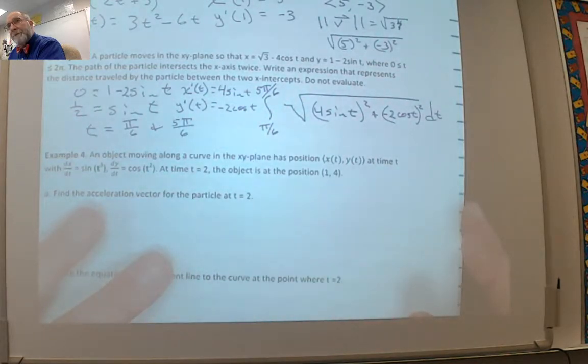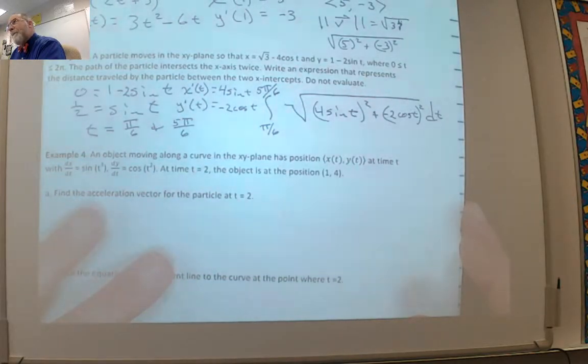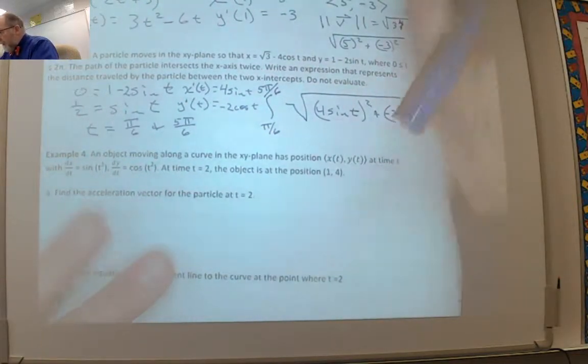I'm liking this problem. I love questions you don't do. I love it when it says set it up but do not evaluate. Yeah, usually that's on a no-calculator part. I love it.